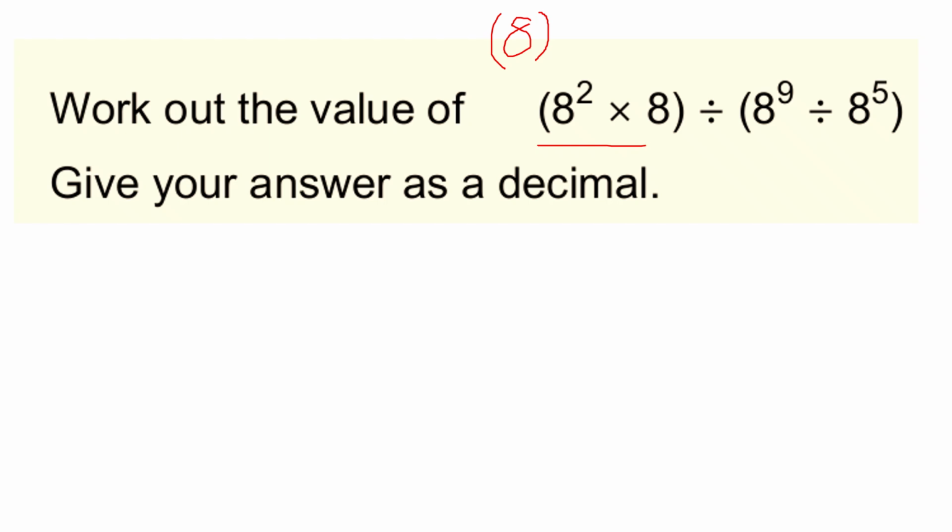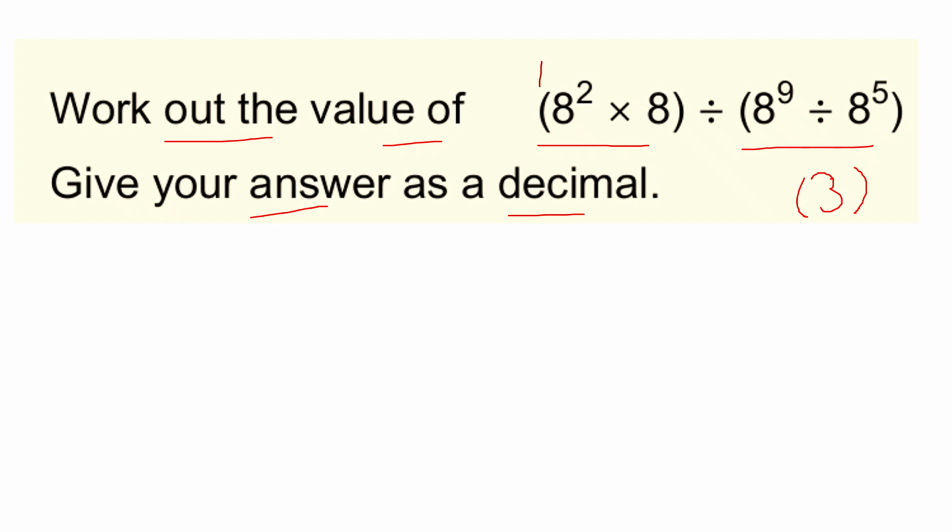Looking at our laws of indices, we're asked to work out the value of, in brackets, 8 squared times 8, divided by, in brackets, 8 to the power of 9 divided by 8 to the power of 5. Give your answer this time as a decimal. It was actually worth 3 marks from a GCSE maths past paper. I'm not sure I put an 8 there, I apologize.